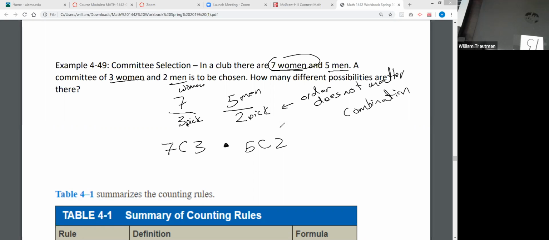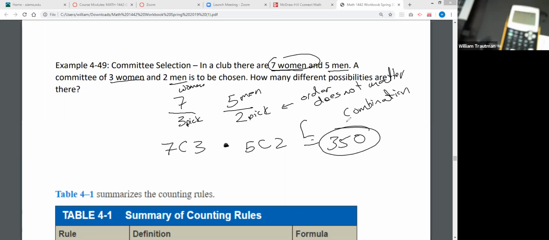Oh, man. 7 math, 3, times 5 math, combination 2. And finally, 350. Yay. Okay, good. Thank you. So you should have got 350. When we did this, there are 350 possibilities of picking 3 from 7 women and 2 from 5 men.